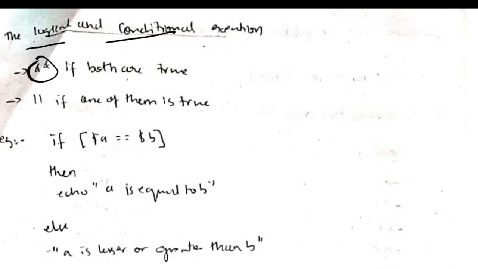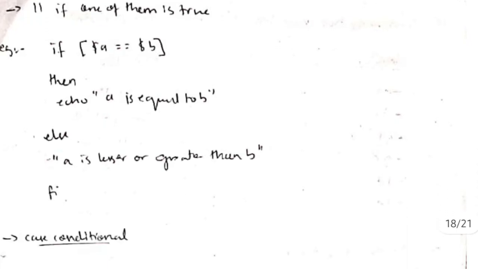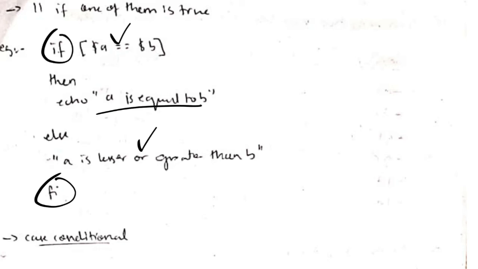The next one is the logical and conditional execution. This we know: AND means only if both are true will it be true, and OR means if any of them is true then it is true. We can write it like this: if a is equal to b, then this will be printed, else a is greater than or lesser than b. After that we have to end with fi. If I write if, I have to end with fi.